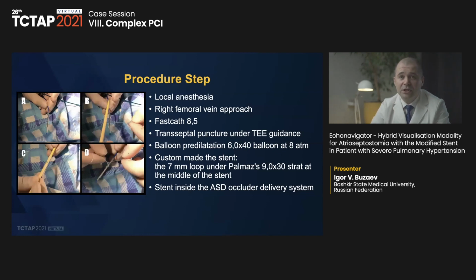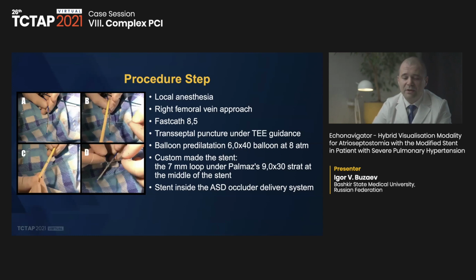Then we made balloon predilation with a 6 millimeter balloon at 8 atmospheres, and we used a custom-made stent, 9.0 times 30, with a 7 millimeter loop over the palmaz strut in the middle of the stent. So we make the loop around the stent to prevent expansion and make this sand clock shape.